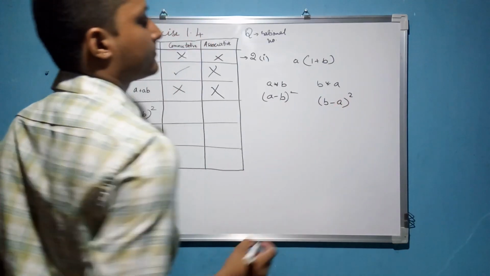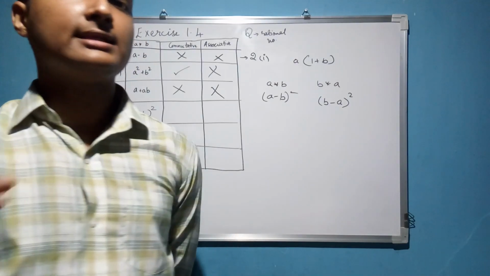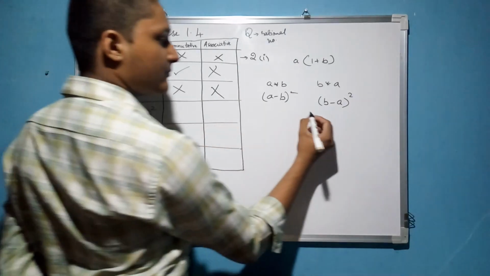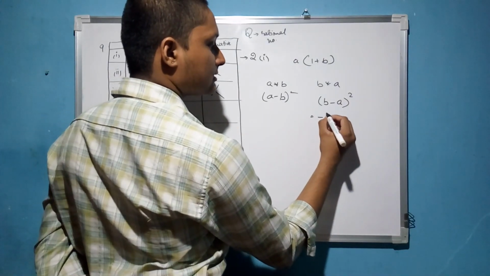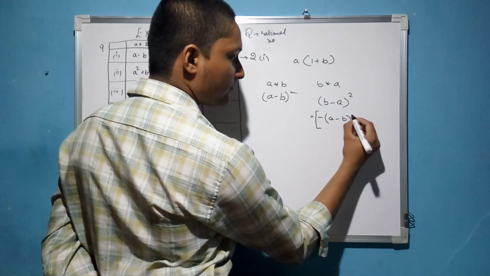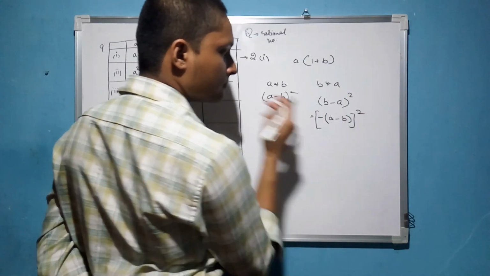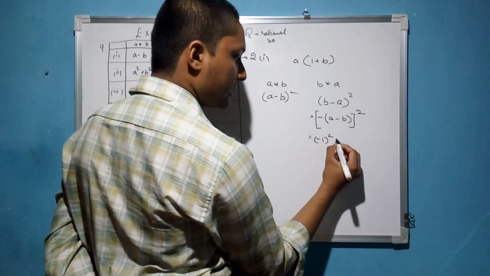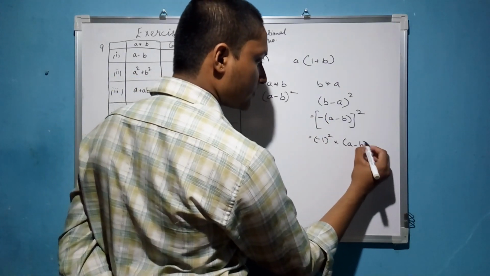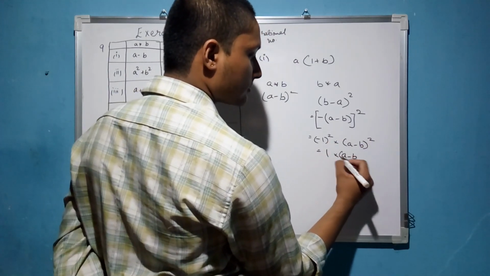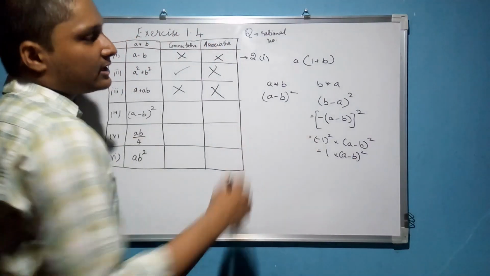b minus a whole square. So if I am taking a minus sign inside a square, it doesn't make any difference. This becomes minus, I'll take inside a bracket, a minus of a minus b whole square. Now this is minus 1 square into a minus b whole square. Minus 1 square comes to be 1, that is a minus b whole square. So these both are equal, right?